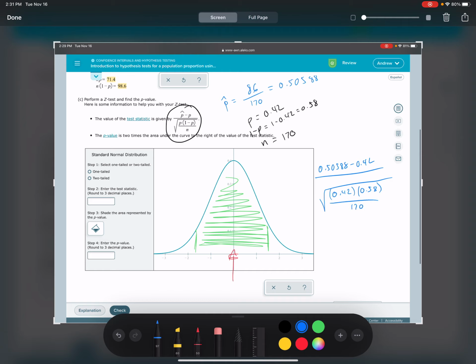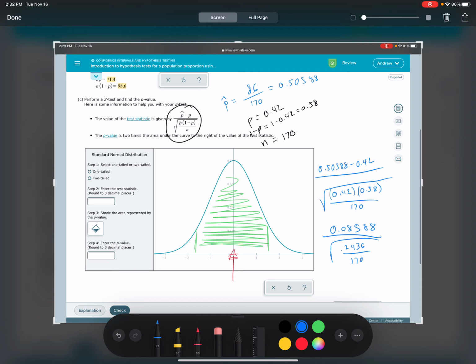Okay, so let me go to my phone calculator and do this so I don't have to go back to Alex real quick. On the top, I get 0.08588. That's how far away they were from the 42%. On the bottom, I do 0.42 times 0.58. 0.2436 divided by 170.